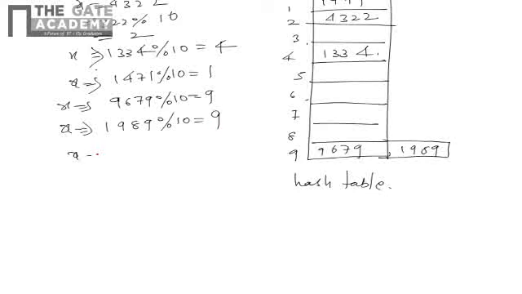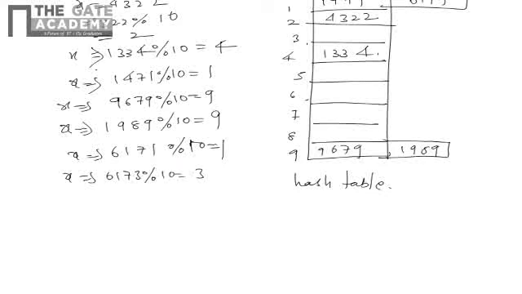Fine. Now x is 6171. So modulus of 10 will be what? It will be 1. So 6171 will be hashed here. Okay, and then x value is 6173. Modulus of 10 gives 3, so 6173 will come here. Fine. Now x value is 4199. Modulus of 10 will be 9. So again this will be added here.